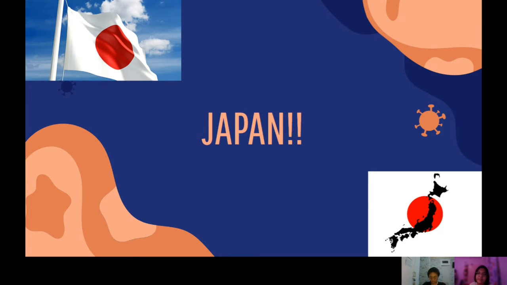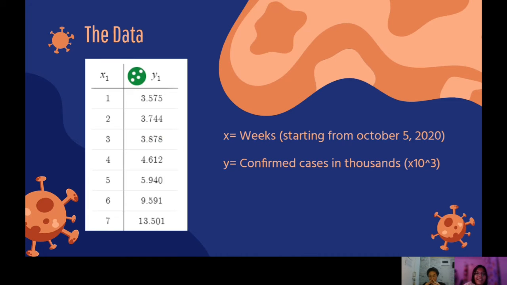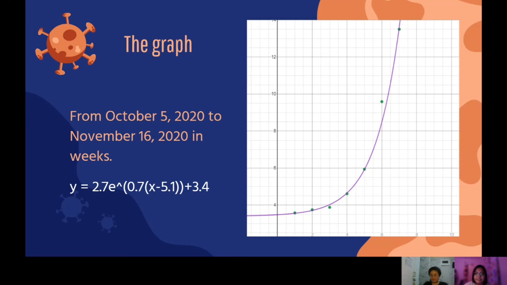For the purpose of this task, to make the graph easier to plot, we decided to use a certain period of time. So for the graphing of the exponential growth, we are using this data, where X is the weeks, which start from October 5th of 2020, and Y is the new confirmed cases of each week in thousands. And then we plot this graph.